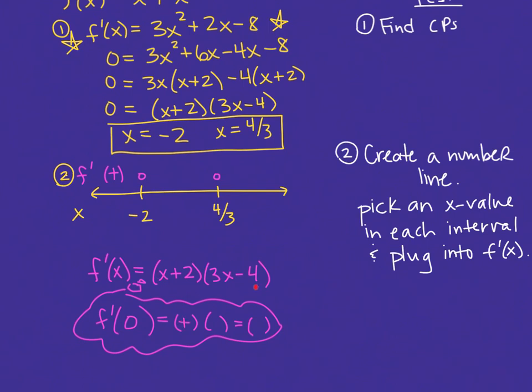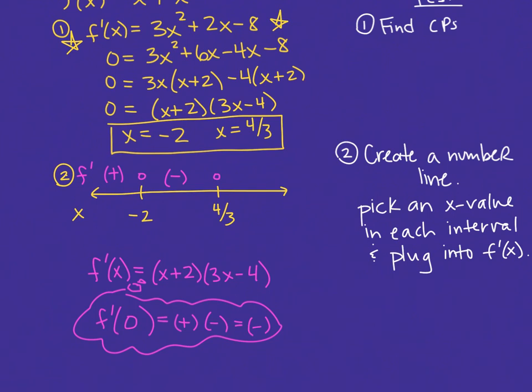Then if we plug a 0 in here, we have -4 as our output, or a negative number. A positive times a negative yields a negative. So our derivative is negative between -2 and 4/3, meaning that our original function f of x was decreasing here.